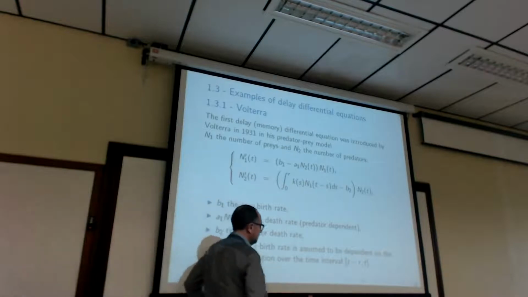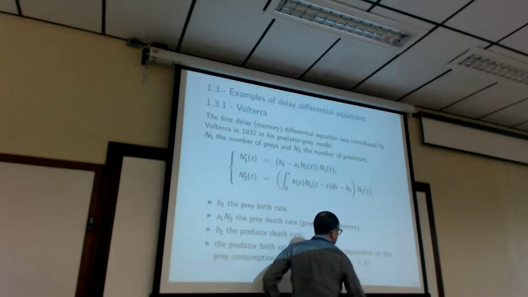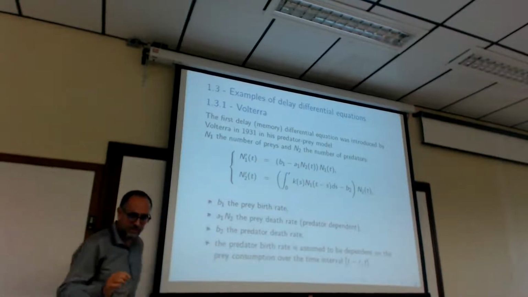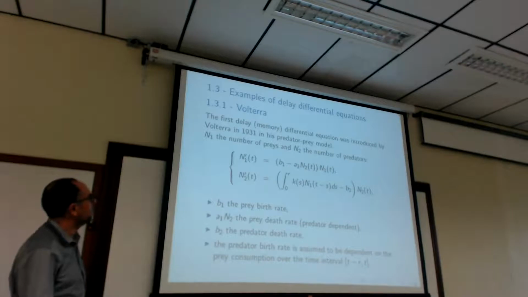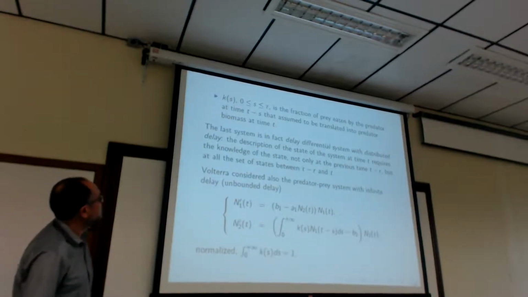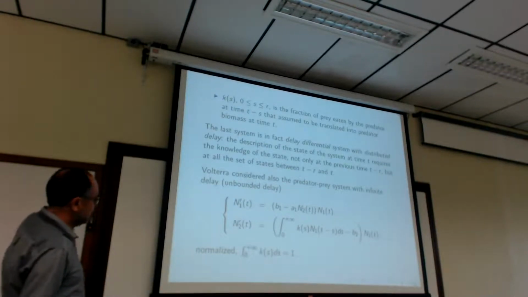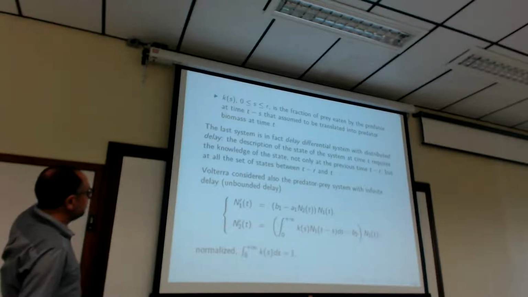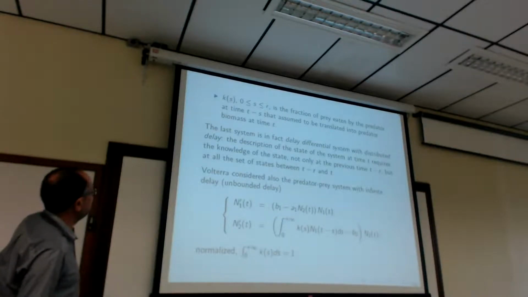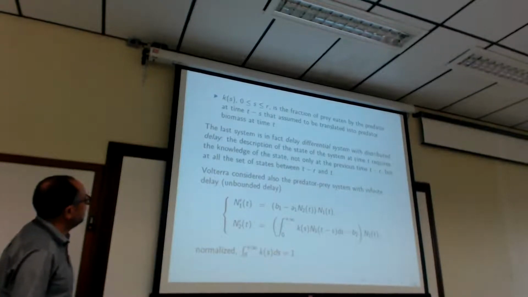And to have the derivative at t, you need to know the solution between t minus r and t in all the interval, not only at one point, but all the history of the solution on this interval. This is explained here. Of course, as I said, this system is a delay differential system with distributed delay.